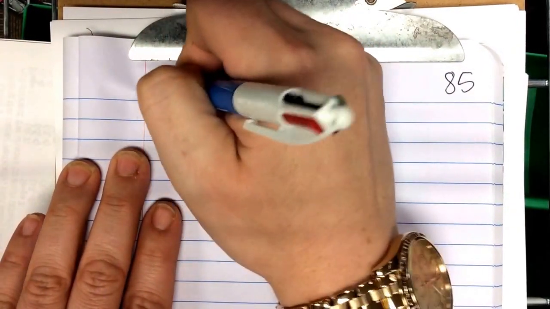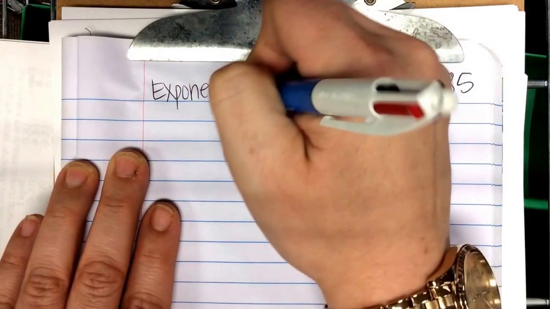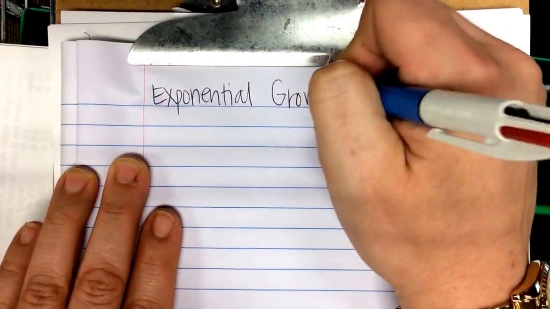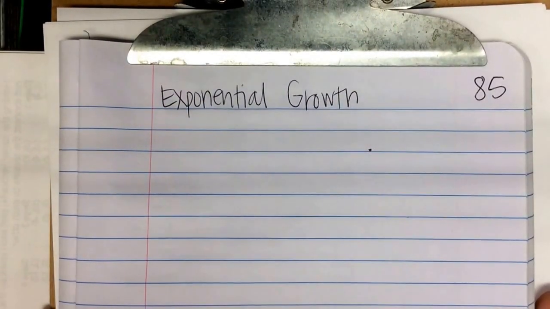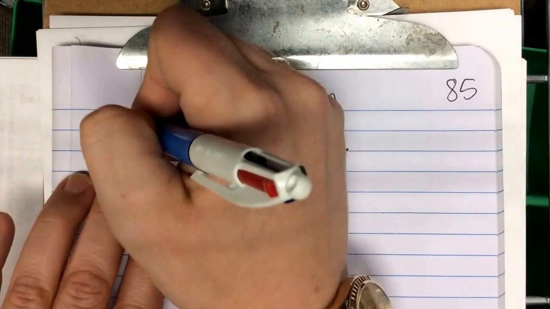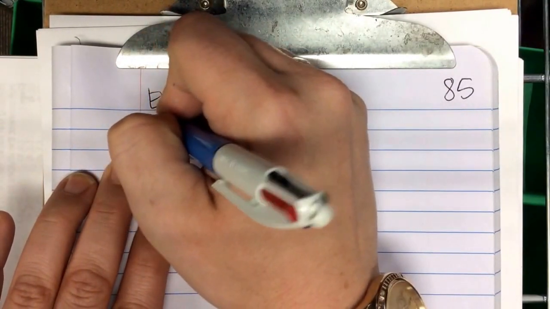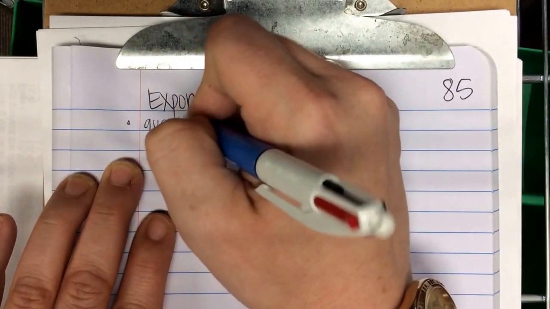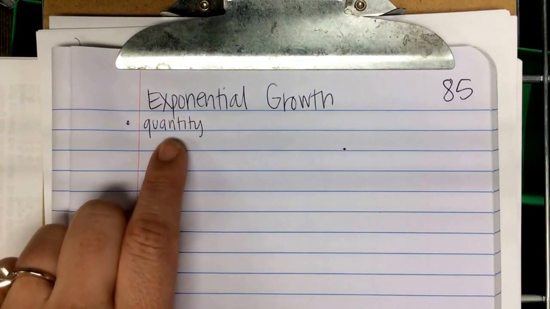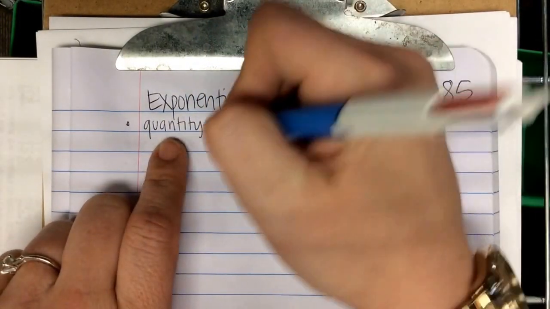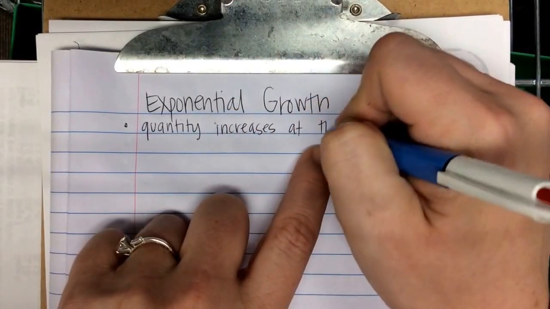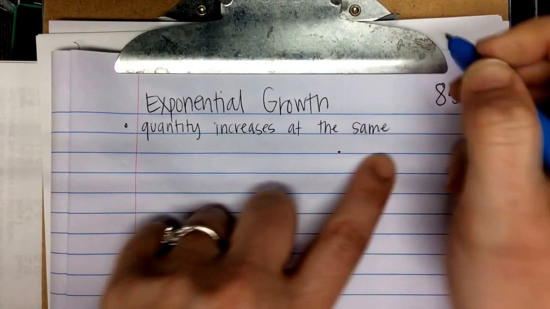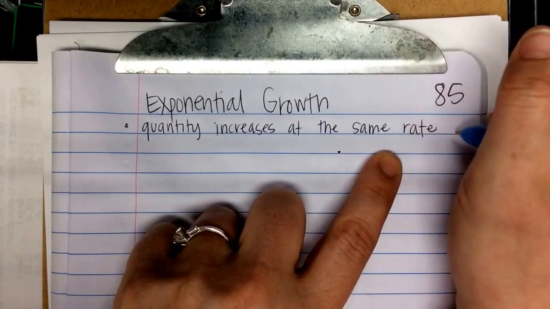Okay, so exponential growth. Exponential growth, by definition, is when a quantity, so a number, an amount, increases at the same rate.